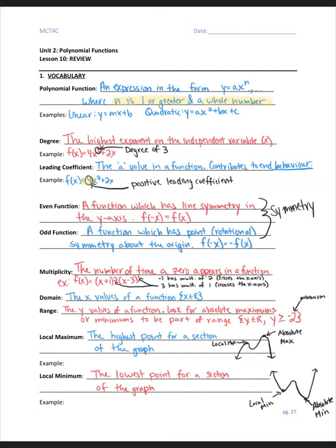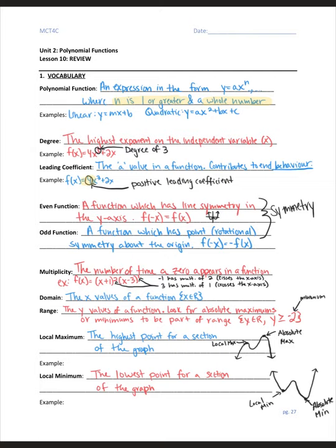The next thing we looked at were even functions and odd functions. And like I said, that had to do with the symmetry of those functions. So a function which has line symmetry in the y-axis, remember, it can be reflected over the y-axis. So the example we had was something like this, right? Where you could reflect it over the y-axis, it would be exactly the same. And if we wanted to show that algebraically, we would substitute in a negative x for x, and the result would be the original function f of x.